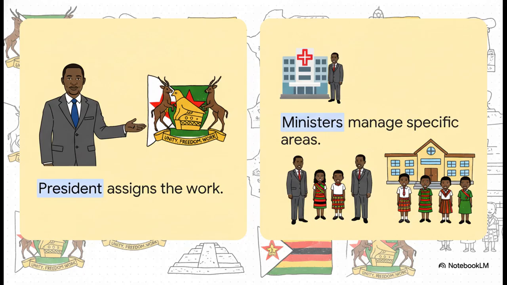Think of it like this: the president is the head, but the minister of health is the one making sure the clinics and hospitals are actually running. The minister of education makes sure our schools have exactly what they need.